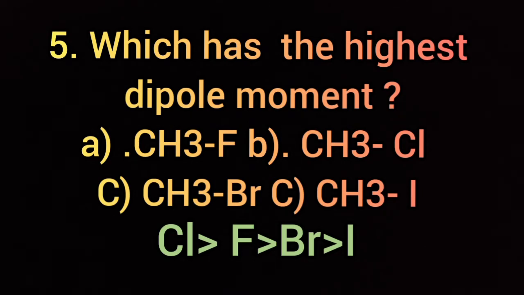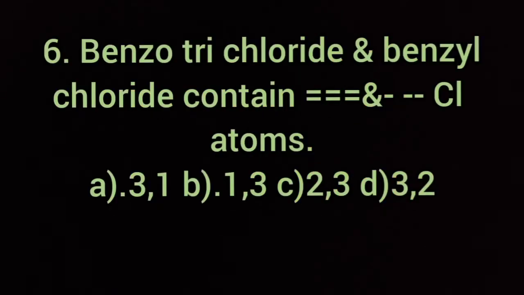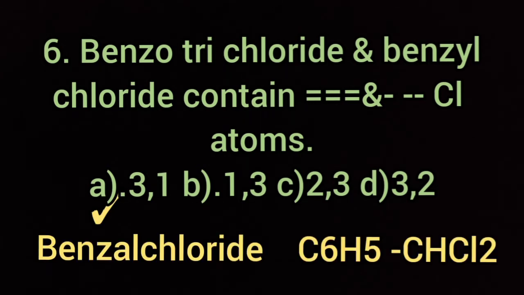Next question number 6. So the option is 3-1. And you know another structure is there, benzyl chloride. It has 2 chlorine atoms.